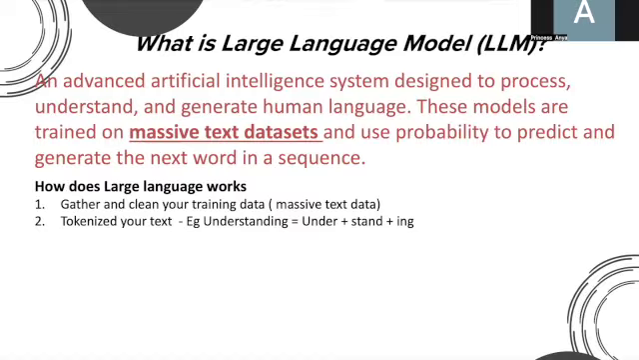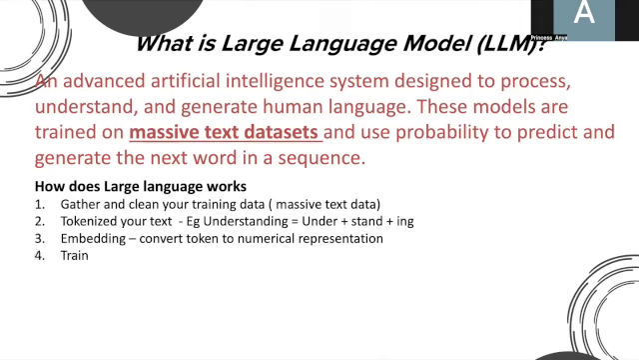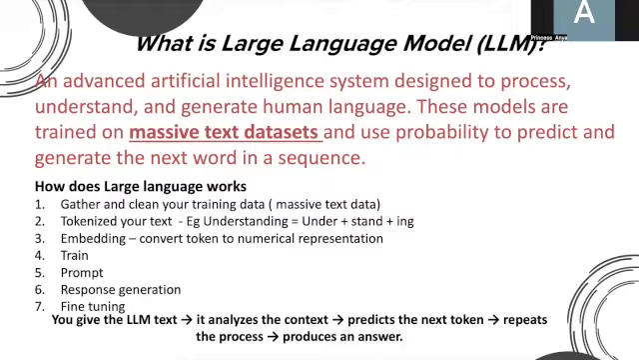Once text has been tokenized, the next process is embedding. Embedding is a process where you convert the tokens into numerical representations. The machine begins to train. Once you add your prompt, the large language model will generate a response. You can fine-tune the model for a specific task and train it more. In a nutshell, you give the large language model a text, it analyzes that text, it predicts the next token, repeats the process, and produces an answer for you.